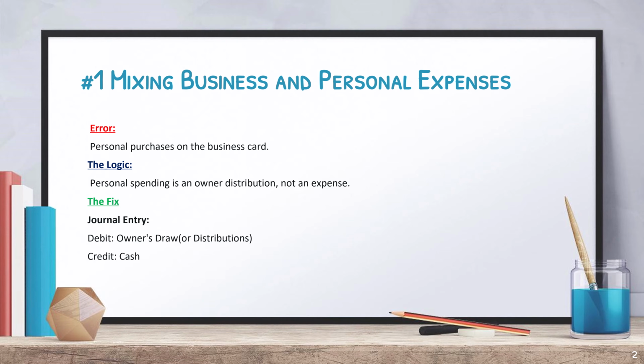Number 1, mixing business and personal expenses. This one happens all the time with small businesses, using the business card for personal expenses. For example, maybe the owner buys lunch, groceries, or gas using the company card. The logic: a business is a separate legal entity. Personal spending is an owner distribution, not an expense. The fix: enter the journal entry below. This removes the expense and properly shows the owner taking money out of the business.